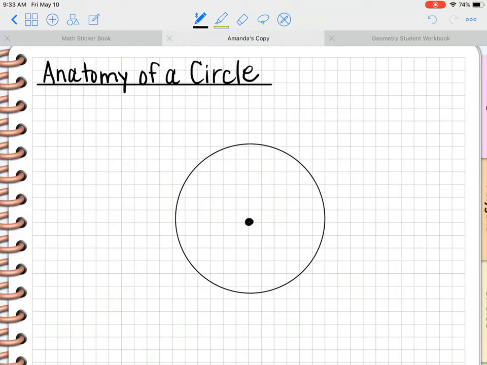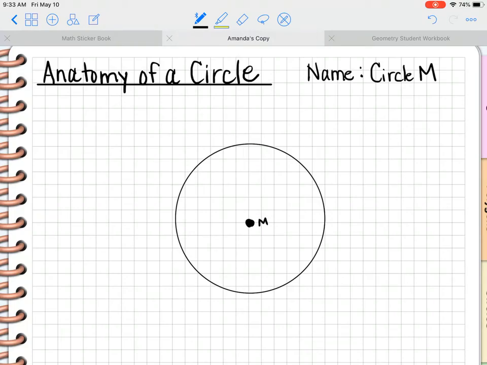And then I'm going to call this point R. And I'm just picking, actually let's not use R because that's going to be confused with something else. Let's call this point M. So circles are named by their center point. So we can call this, its name is circle M. Okay, circle M. So any circle is named by its center point.